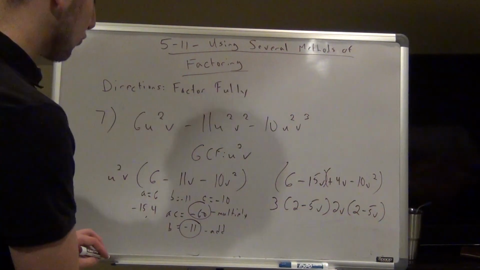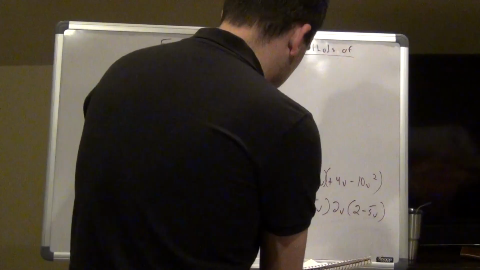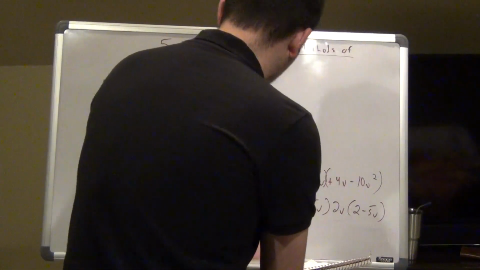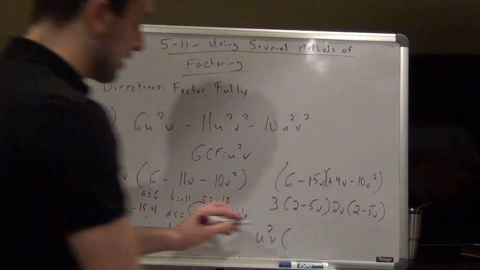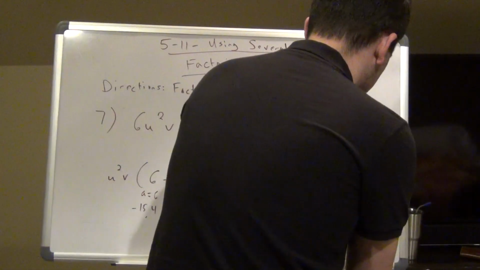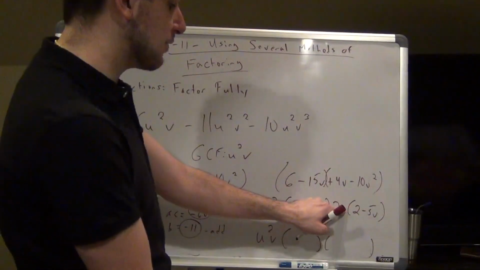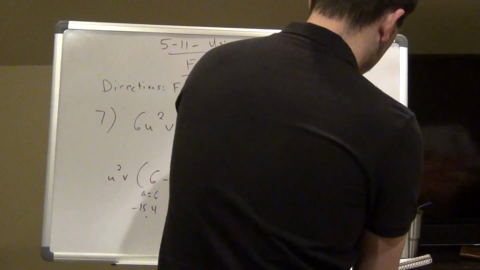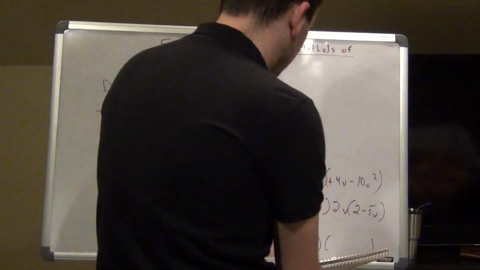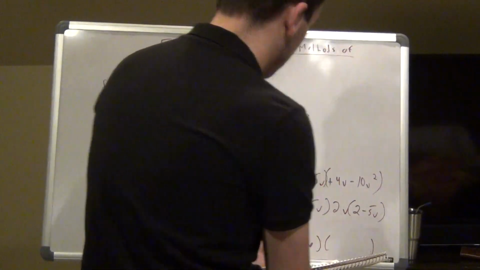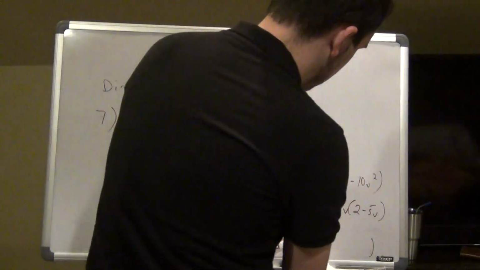So my final answer is going to be, I'm going to have the u squared v, don't forget about that on the outside. I'm going to have 2 sets of parentheses. I'm going to have the 3 and a positive 2v and 1. So it's a positive 2v and a 3, my GCFs I took out there. And then, so 3 plus 2v, let me rewrite that.